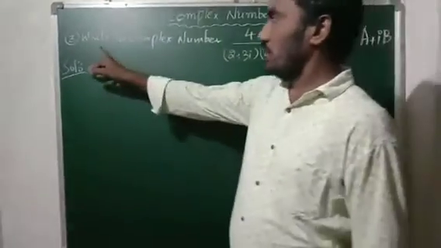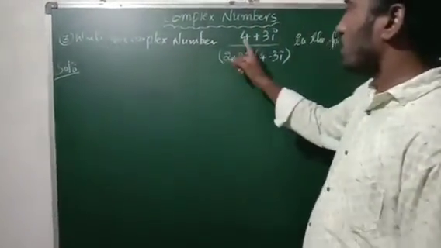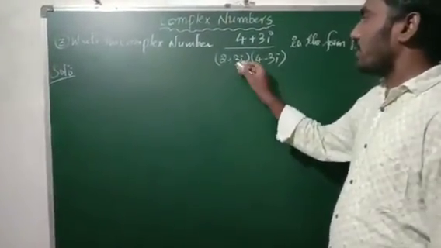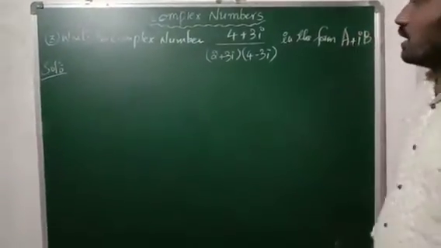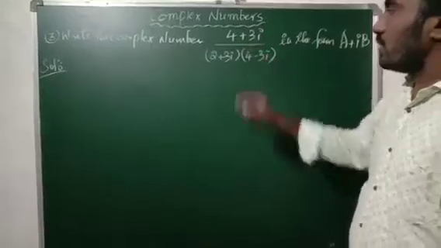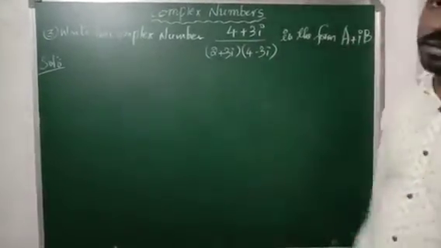Today we are going to solve the problems in complex numbers. In that, the first problem is: write the complex number (4 + 3i)/((2 + 3i)(4 − 3i)) in the form a + ib. That means we have to convert this given complex number into the form a + ib.